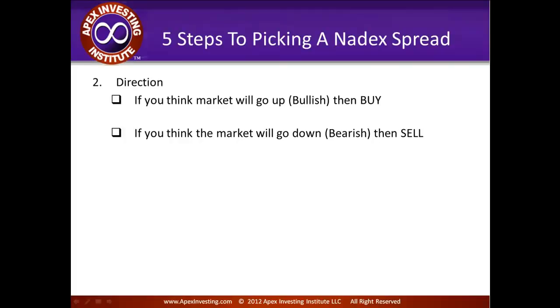After you've picked your market, then you need to pick your direction. If you think the market's going to go up, you're bullish, so you'll buy the spread. If you think the market's going to go down, you're bearish, and then you'll sell the spread. There are multiple ways to pick which direction you think the market's going to go. You could take advantage of fundamental analysis, like government news announcements. You could take advantage of technical analysis. You could look at seasonal analysis, or you could look at statistical analysis.